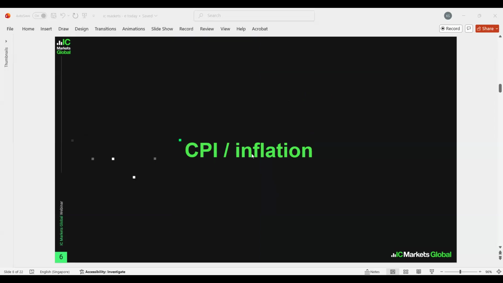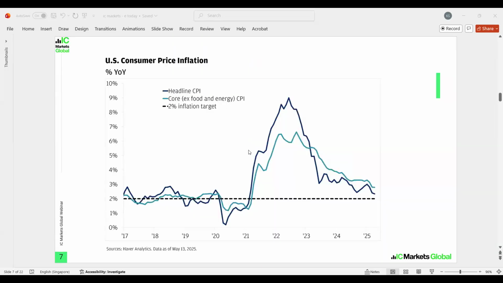Let's start with inflation and CPI. Let's look at our first major economic data release.